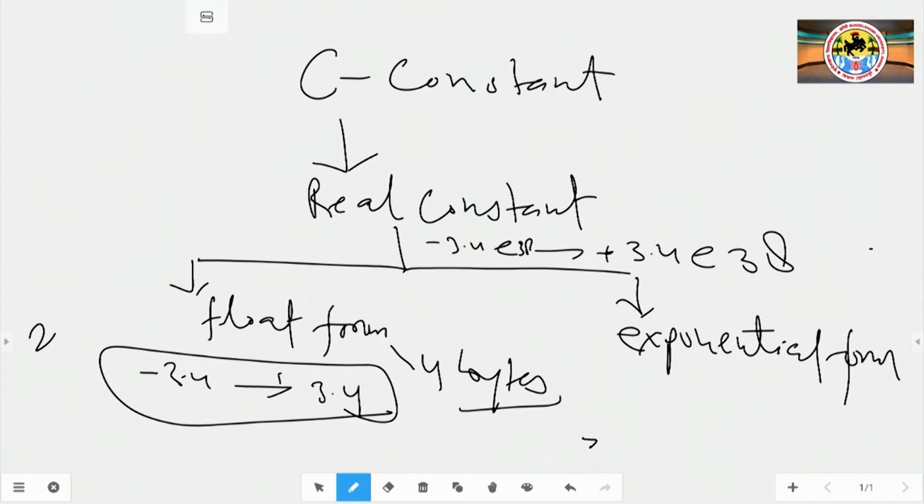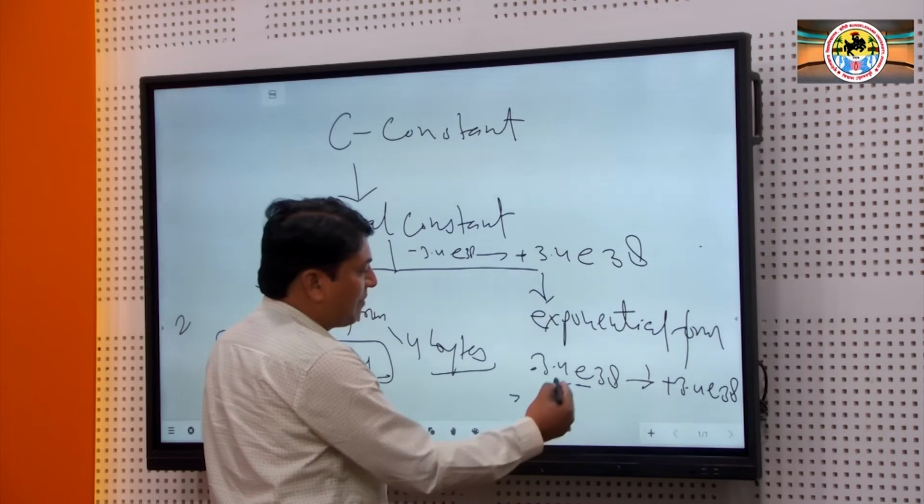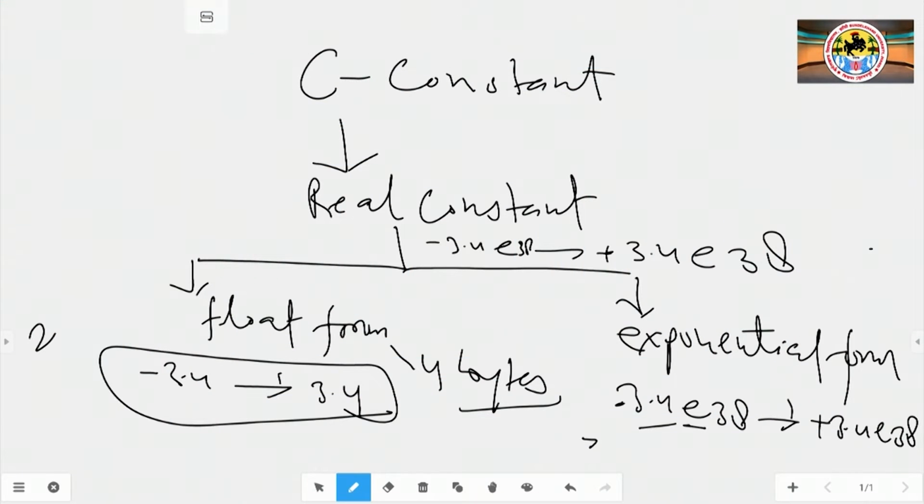And exponential form: this is the range of exponential, minus 3.4 E 38 up to plus 3.4 E 38. Now, how can we define the meaning of E and the parts appearing before E and after the E? The value appearing before the E in exponential form is called the mantissa. And the part appearing after the E is called the exponent.